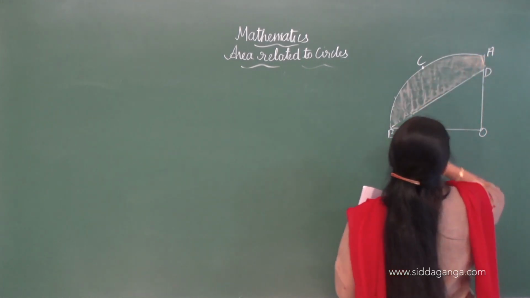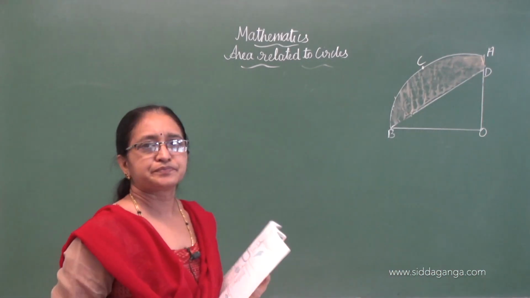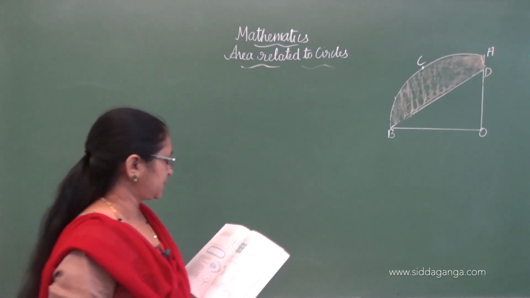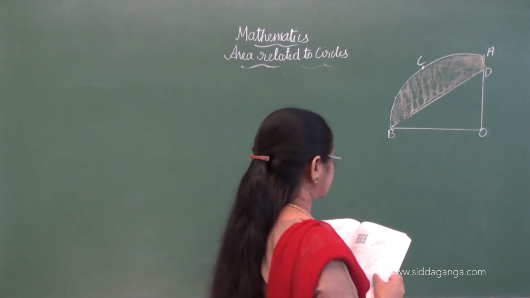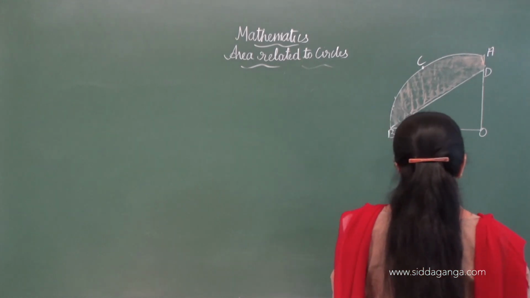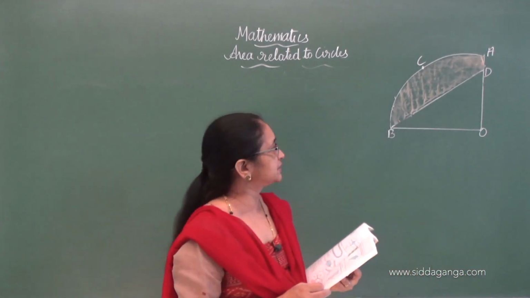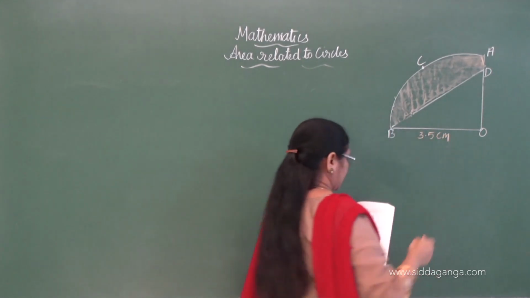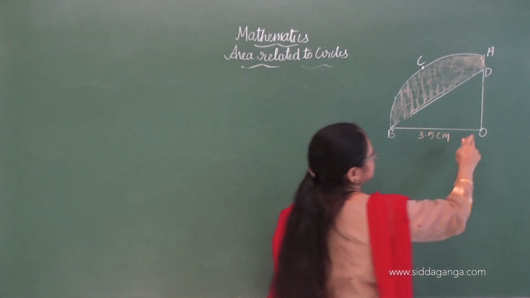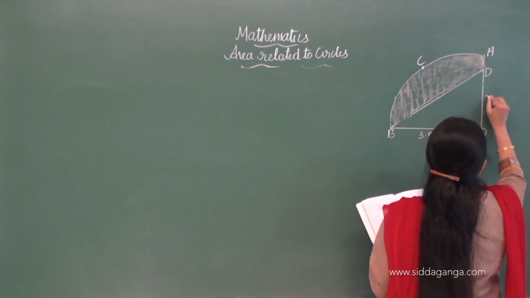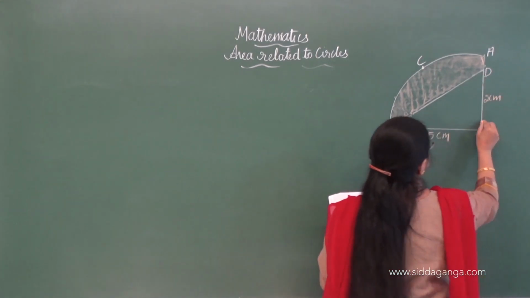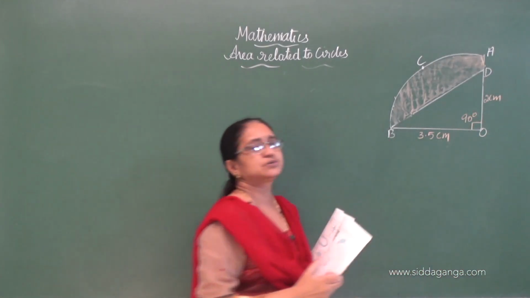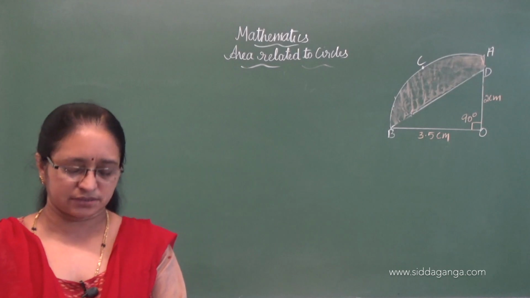Area of this region. Okay. Now we have, see what is given there. OACB is a quadrant of a circle with center O and the radius 3.5 centimeter. So the radius is how much? 3.5 centimeter. And OD is how much? OD is 2 centimeter. So with this, since it is a quadrant, you all know it is 90 degree. So easily you can find out the area of the sector, correct?